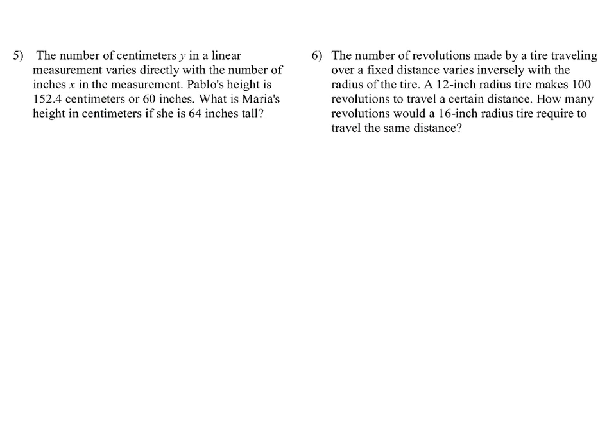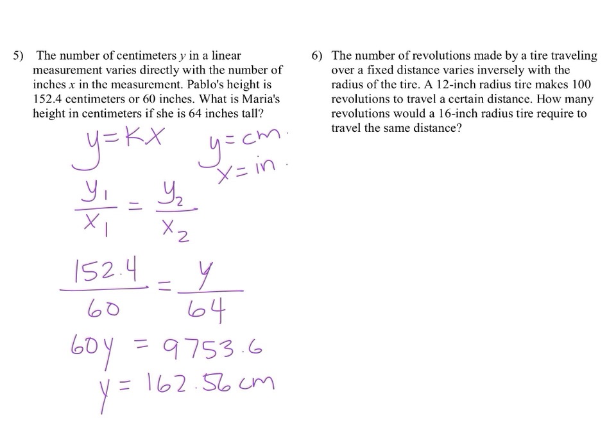Number 5, the number of centimeters y in a linear measurement varies directly with the number of inches x in the measurement. Pablo's height is 152.4 centimeters or 60 inches. What is Maria's height in centimeters if she is 64 inches tall? Okay, try it out. Here comes my answer. And it turns out Maria is 162.56 centimeters tall. Jot down any questions you have about that work.